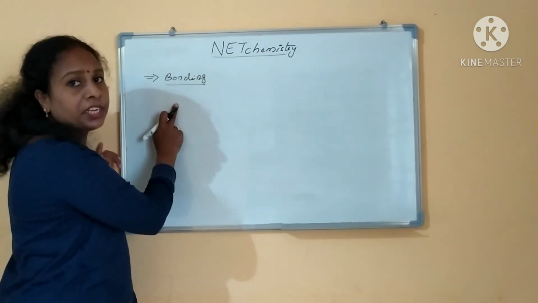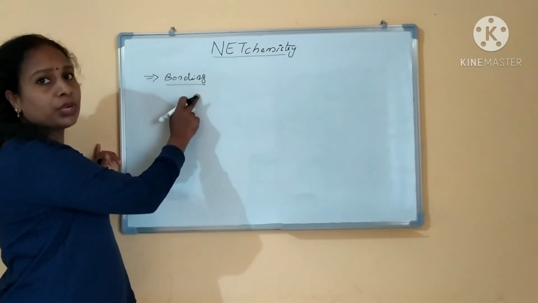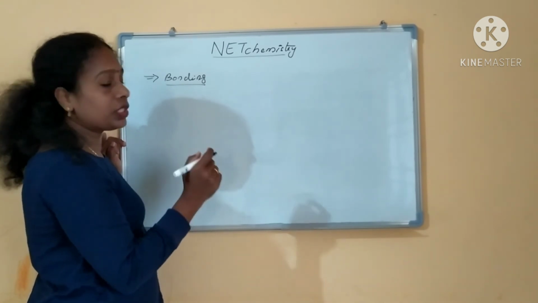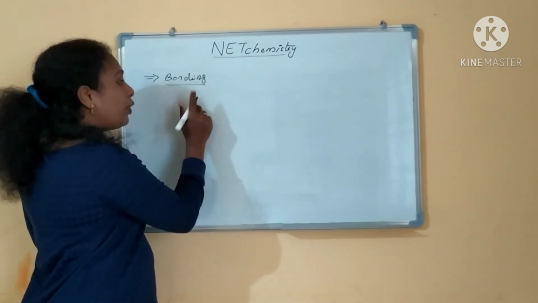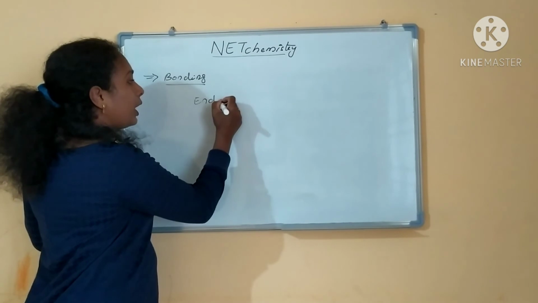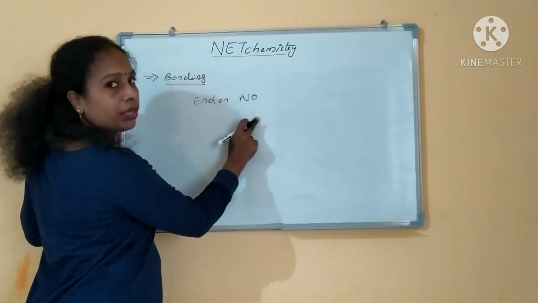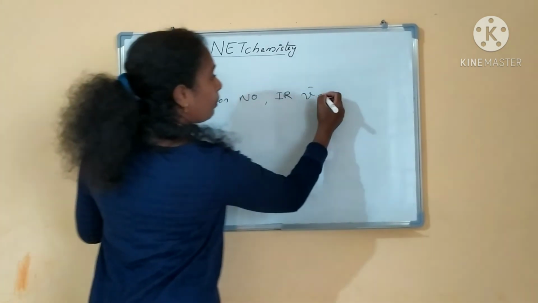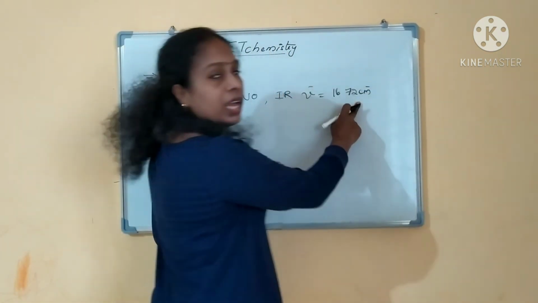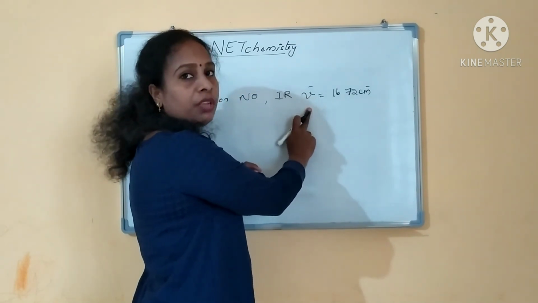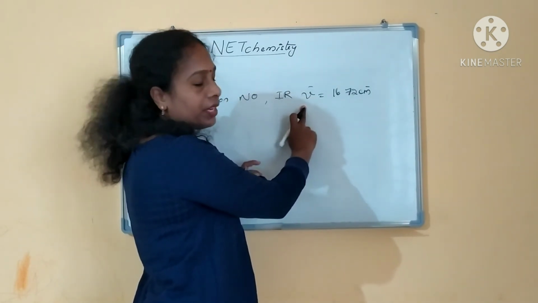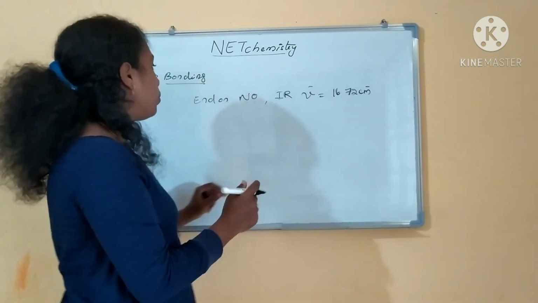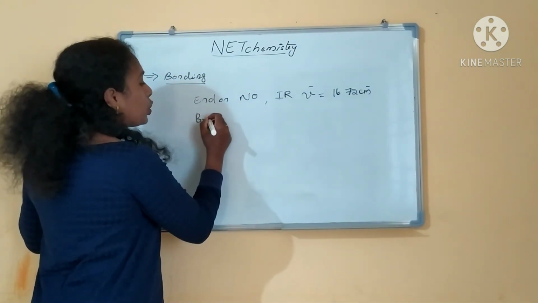Next is the bonding description in nitrosyl complexes. If you have seen the carbonyl ligand case, there are end-on and bridging modes, right? In the same way, end-on nitrosyl complexes are there. How will you identify end-on nitrosyl? See, the IR vibrational frequency, nu bar. Based on this only we get the bonding description. Here, nu bar is equal to 1672 cm inverse.